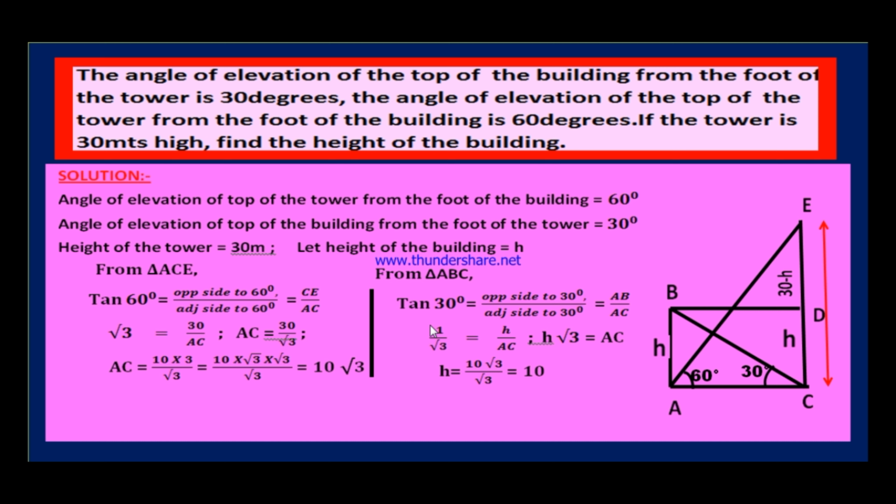By cross multiplication, H root 3 is equal to AC, or H is equal to AC by root 3. Now what is AC? AC value is 10 root 3. Therefore 10 root 3 by root 3, the root 3 cancels, and H is equal to 10 meters. Therefore the height of the building is 10 meters. The next question.